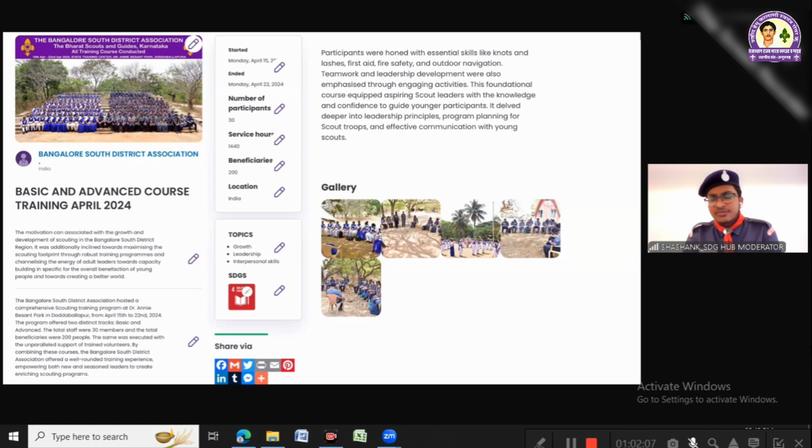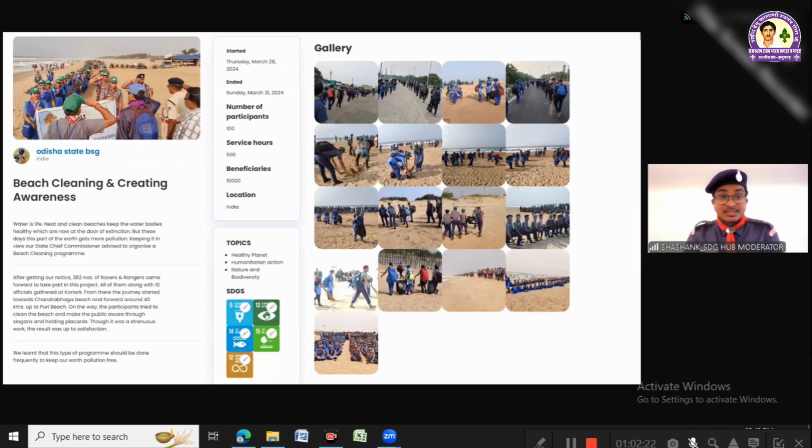Moving forward, you can see this is the official account of the Odisha state. When a large number of participants from different districts participate in a service project, then the state can take the responsibility of uploading that project and claiming the service hours. So there is no limit to the number of service hours here because there is a large number of participants who are involved. And the service hours are not going to one individual. They are going to the respective state, district, unit, or local association to ensure that there is no unfair division or unfair credit distribution of a project.